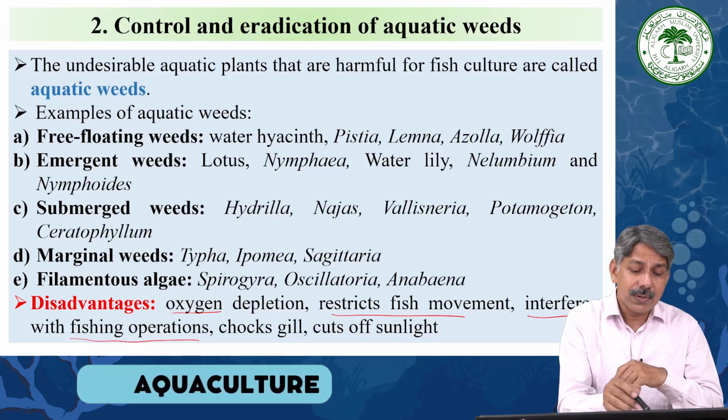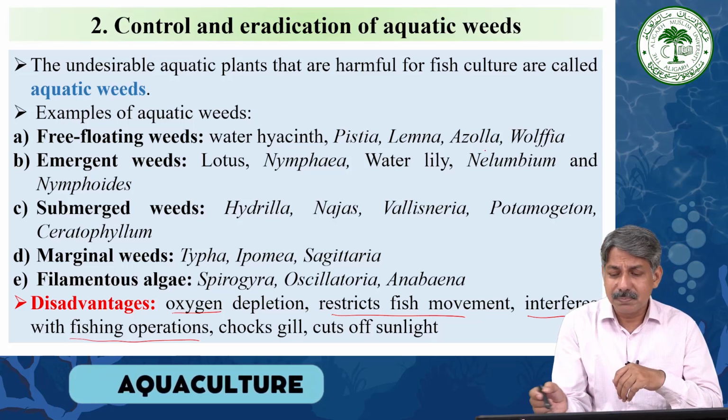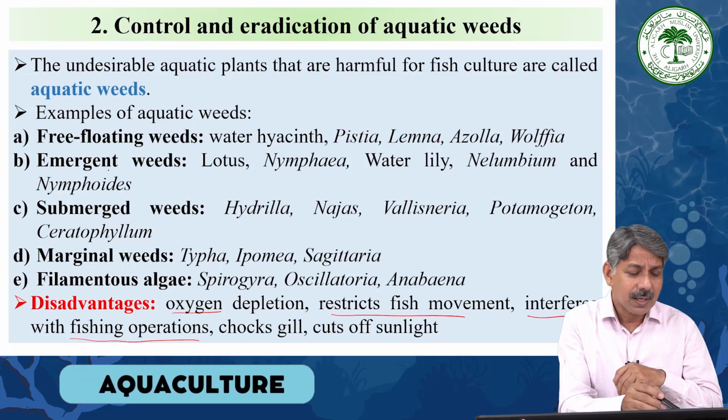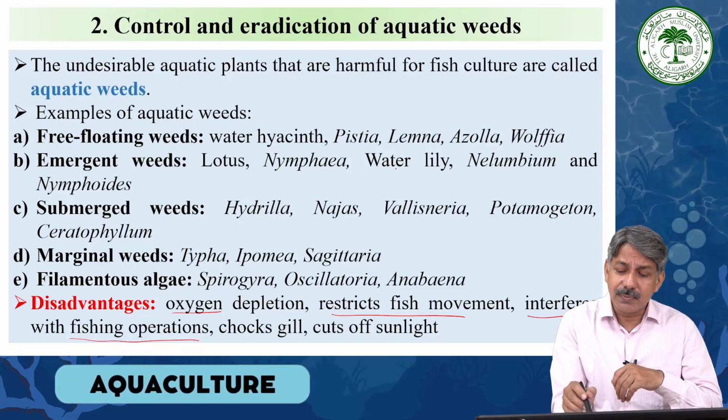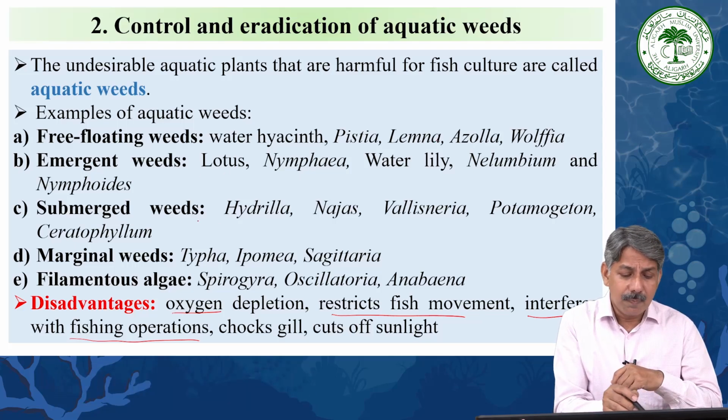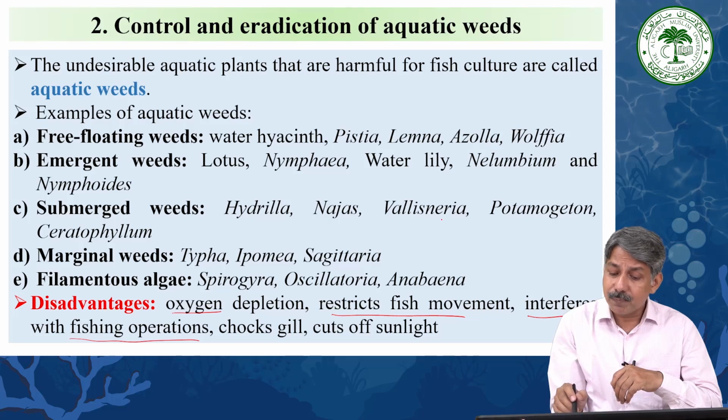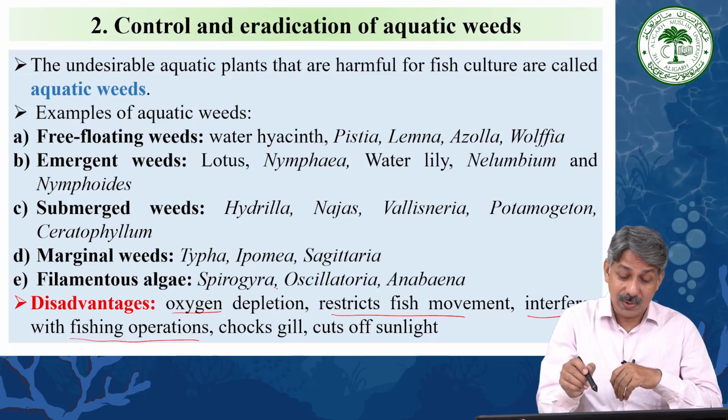Examples are free floating weeds: water hyacinth, Pistia, Lemna. Emergent weeds like Nymphaea, water lily. Submerged weeds like Hydrilla, Vallisneria, Potamogeton. Marginal weeds: Typha, Sagittaria. And filamentous algae: Spirogyra, Oedogonium.